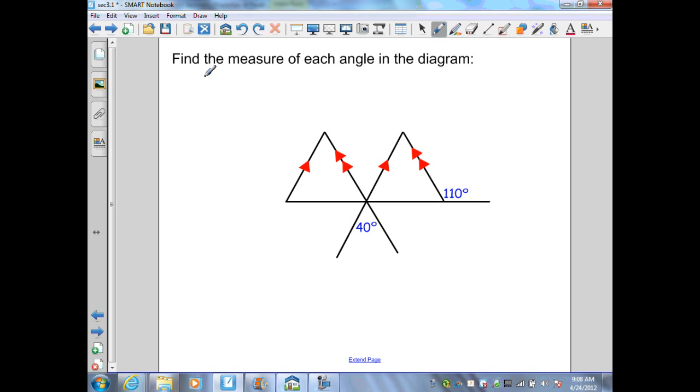Again, they want me to find the measure of each angle in the diagram. I'm going to start with 40 degrees.